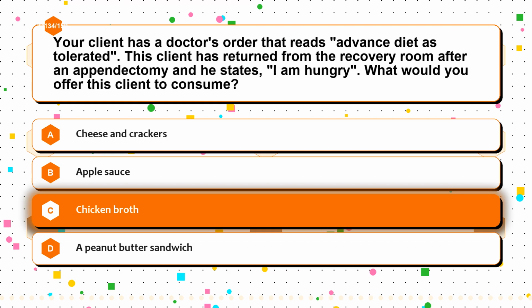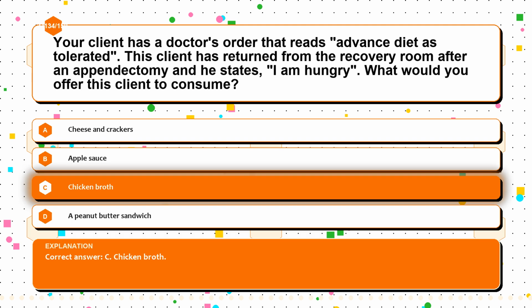The correct answer is option C. Chicken broth. Correct answer C. Chicken broth.